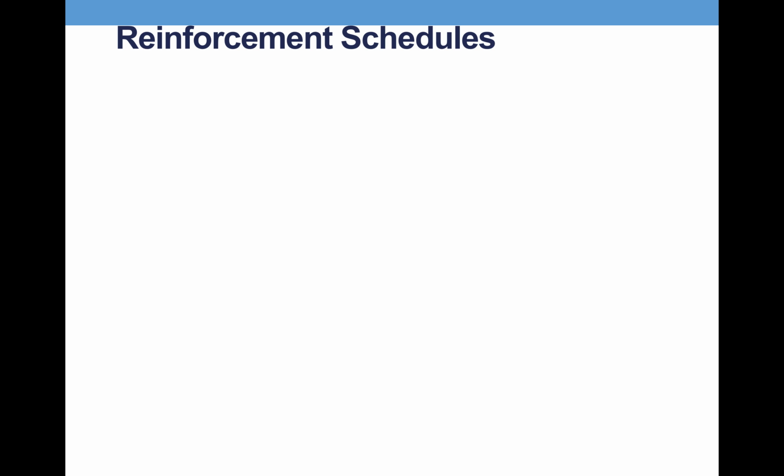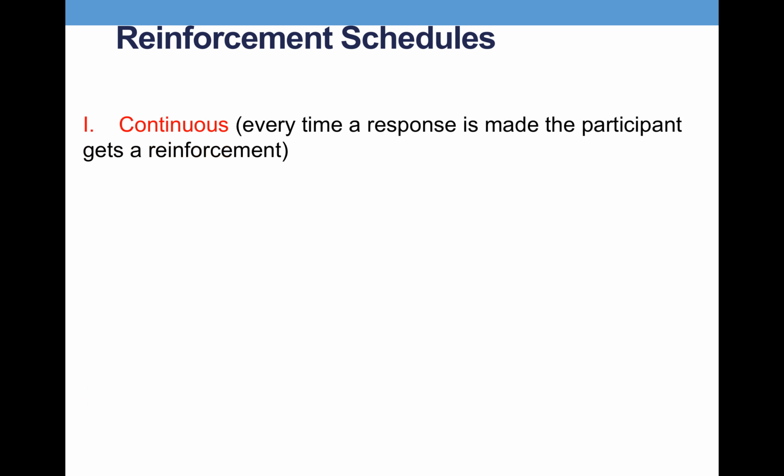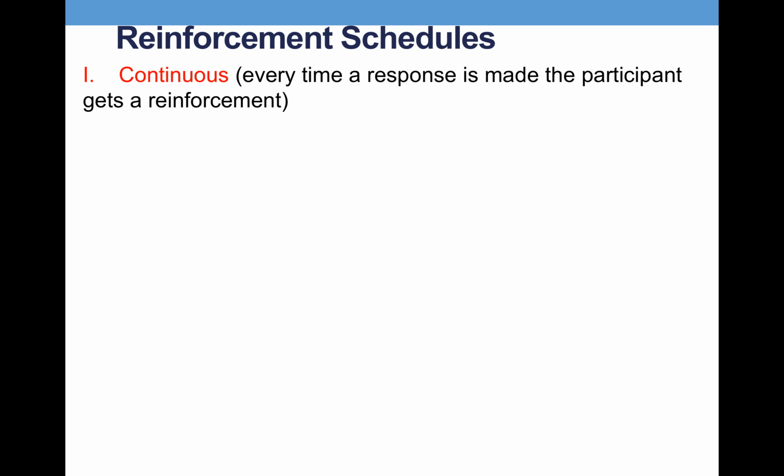Now let's turn to reinforcement schedules, and these are relevant to operant conditioning. Reinforcement schedules refer to how often you're going to reinforce the participant, whether it's a human or an animal. If it's a continuous schedule, then every time the desired behavior occurs or the desired response is made, the participant gets a reinforcement. So if you're teaching your dog to sit and he's gradually learning it, it's a really good idea at the beginning of that process to give him a small treat every single time he sits.